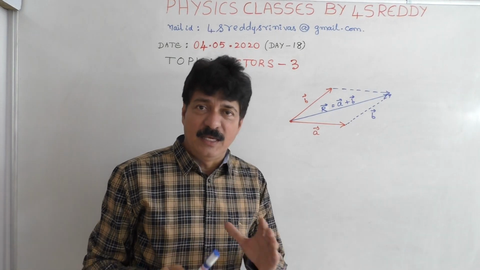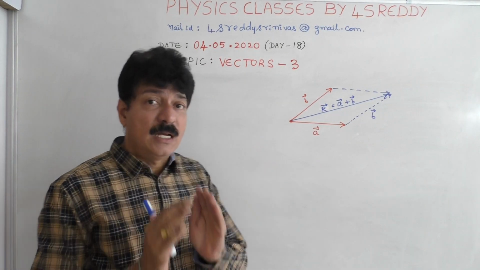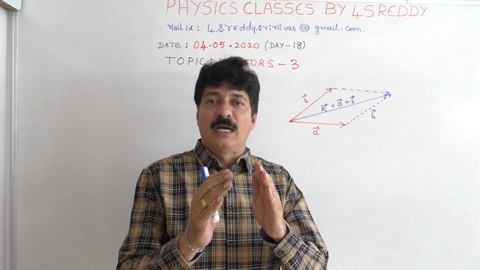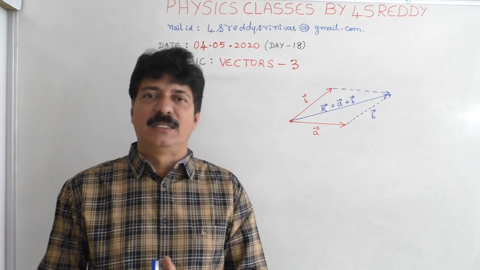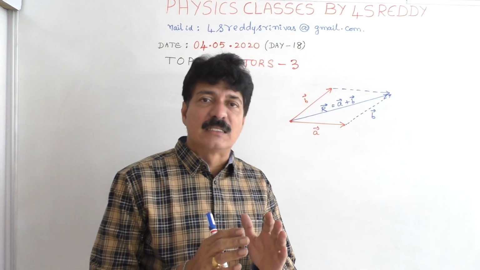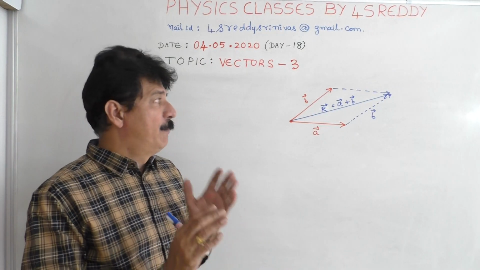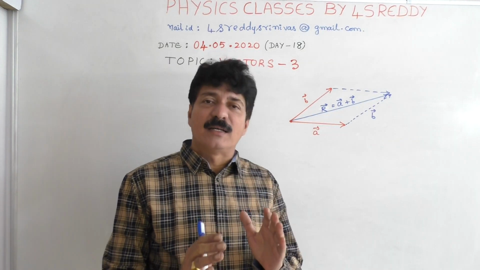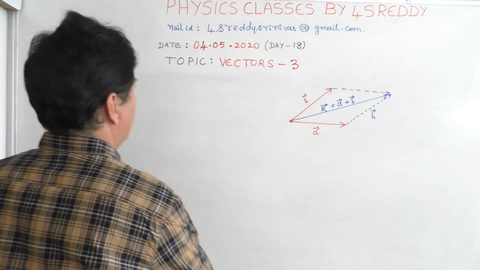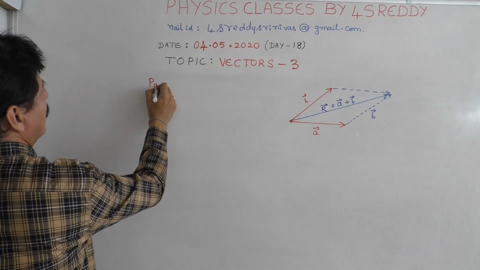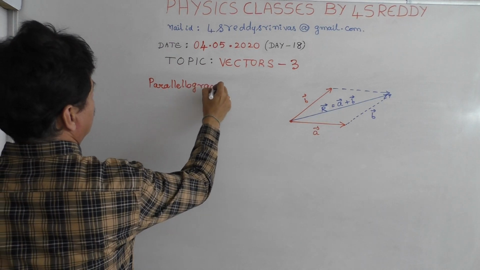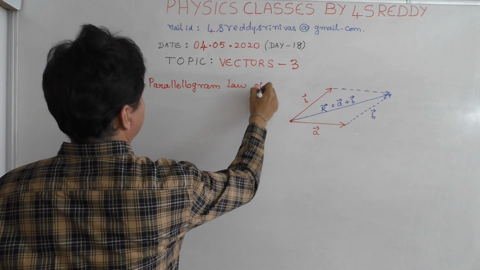So, if the vectors are co-initial, that means the initial point is already fixed, then if you are going to add such two vectors, we have to apply the parallelogram law of vector addition. So now we have to learn the other one, the parallelogram law of vector addition.